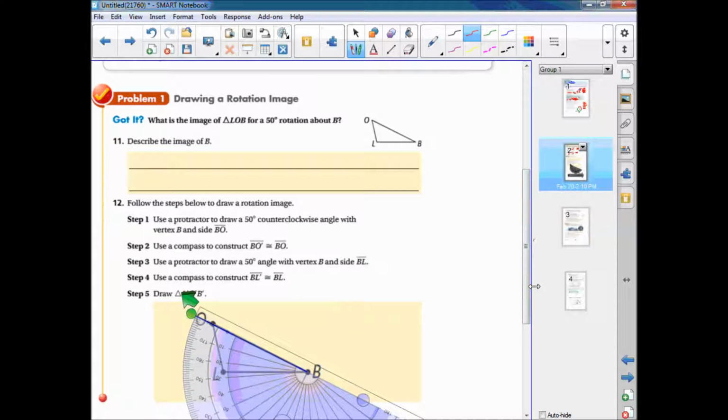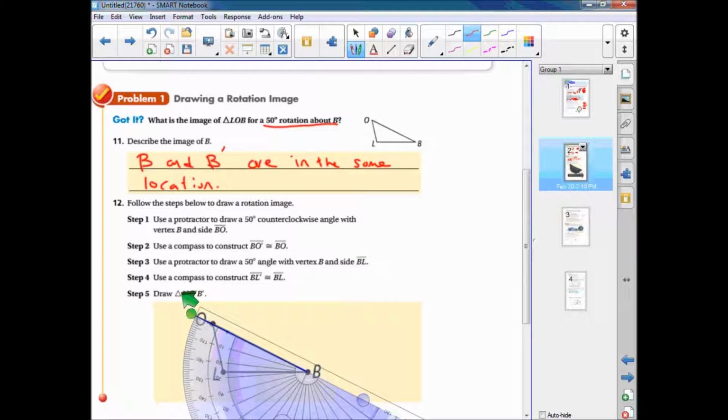Problem number 1, drawing a rotation image. So what is the image of triangle LOB if it's rotated 50 degrees, that's positive, about point B? So describe the image of B. Let's see, so this would say something like B and its new image, B prime, are in the same location. So it doesn't move the center, remember? We're rotating around B, therefore B prime is still going to be right on top of where B was.